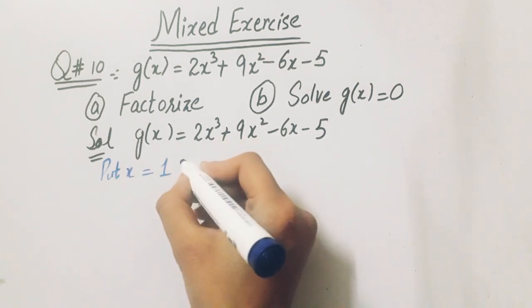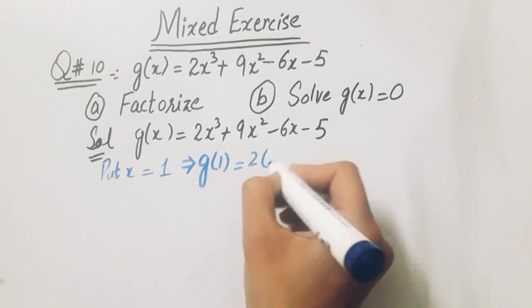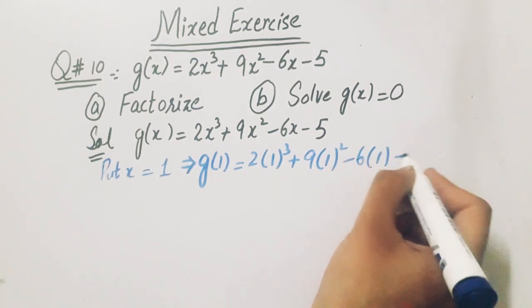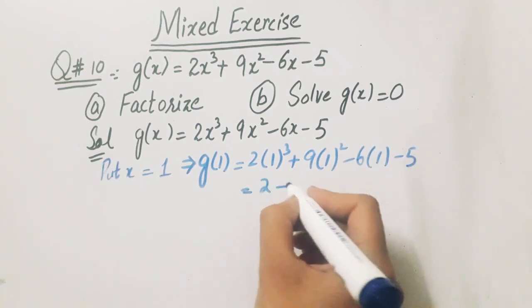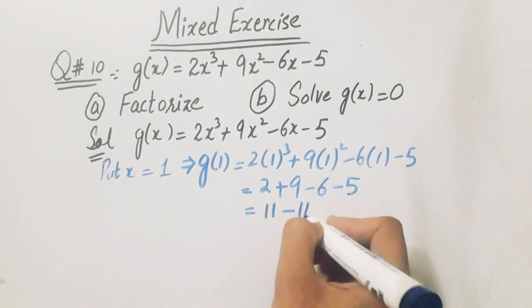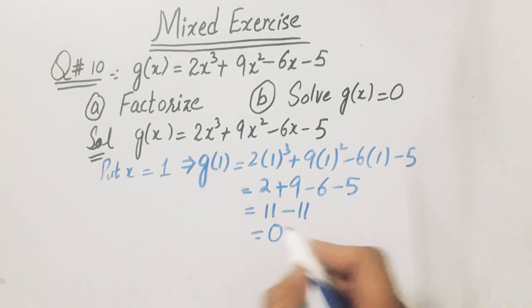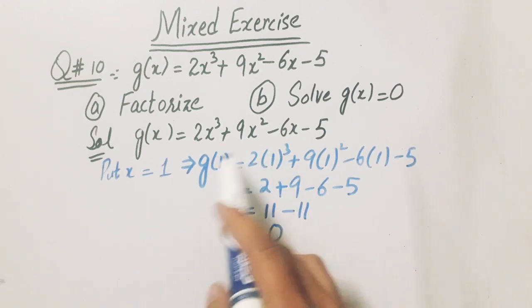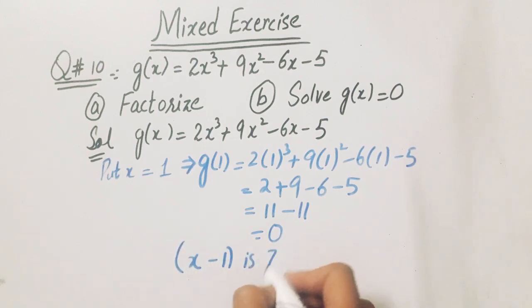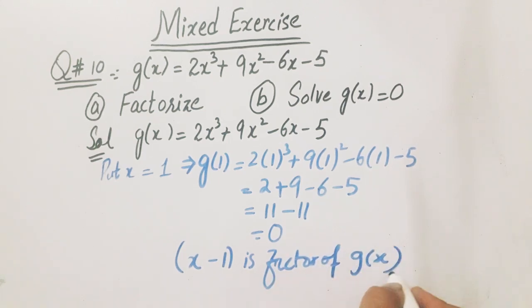Then you will get g of 1 is equal to 2 into 1 cube plus 9 into 1 square minus 6 into 1 minus 5. So this will equal 2 plus 9 minus 6 minus 5, 11 minus 11, which is equal to 0. So it means that 1 is a root, and x minus 1 is a factor of g of x.